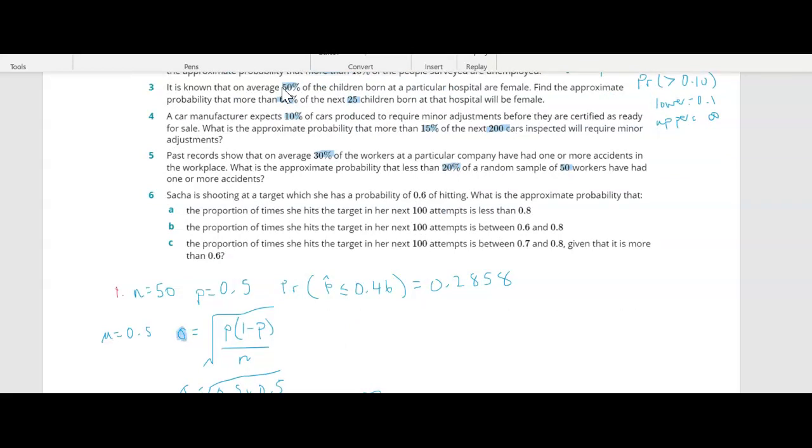And we want less than 20%, so we're going from negative infinity to 0.2. So we're not doing 0, okay? We've got to go from negative infinity.